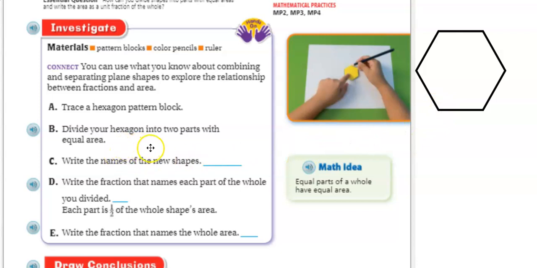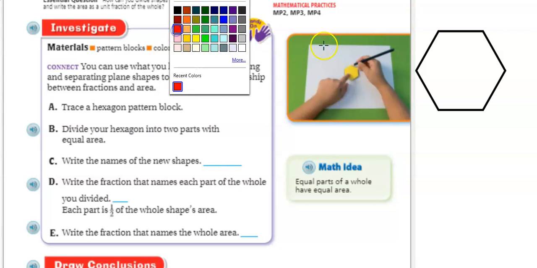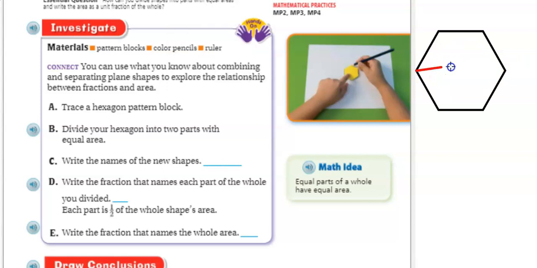B says, divide your hexagon into two parts with equal area. So that means I'm going to divide this into two equal parts. So that's not hard to do. So let's get our line and we'll divide it and we'll use red so you can really see it. So for me, I see right away that I can just cut it right in half. Okay, I'm going to go from edge to edge, the outside. So you can see I divided my hexagon into two parts with an equal area.